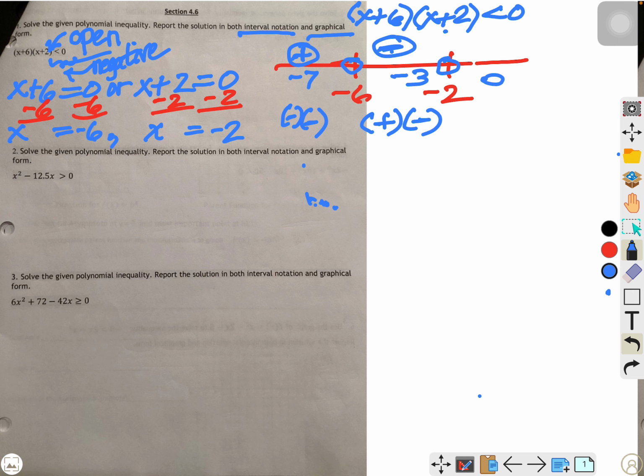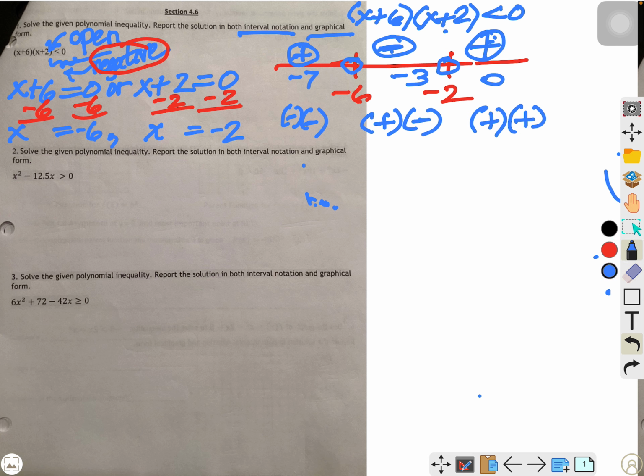And these signs generally alternate. So I'm expecting the last region to be positive. So let's try it out. 0 plus 6 is positive, 0 plus 2 is positive. So this last section indeed is positive. But what I'm looking for are regions that are negative, and that would be the middle section.